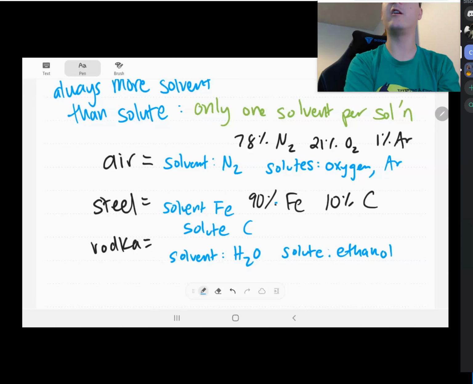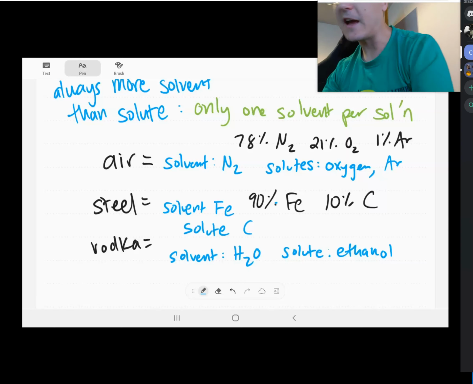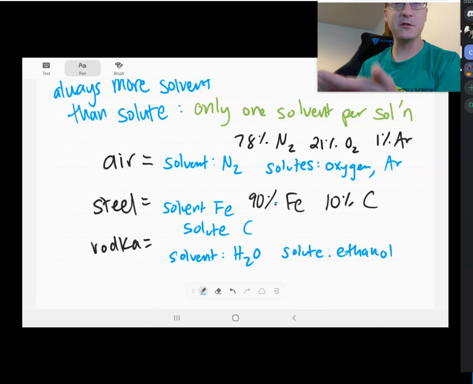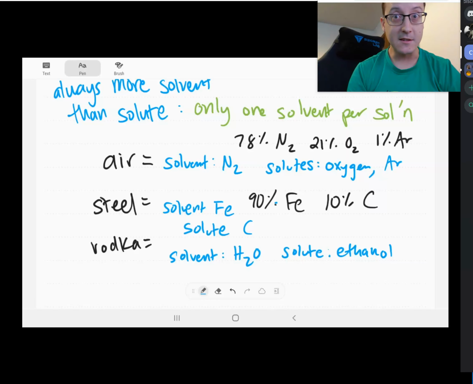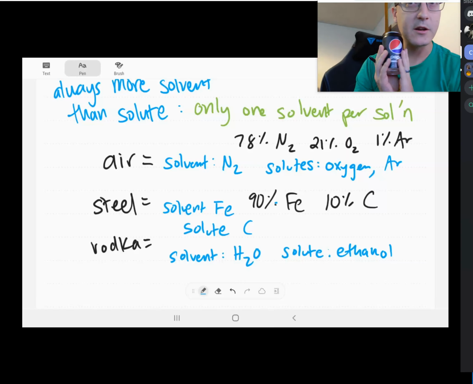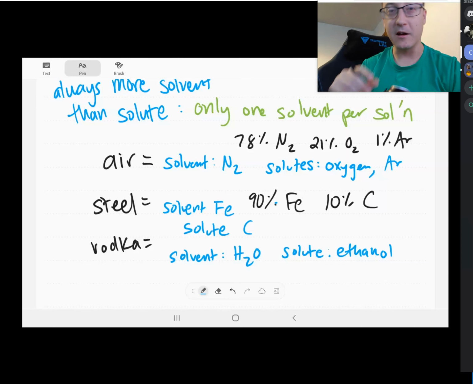So we can have all manner of solutions, right? We can have solids that are dissolved in liquids. For example, that would be salt water or honey or anything like that. We could have liquids dissolved in liquids. That would be your vodka example. We could have gases dissolved in liquids too, interestingly enough. So this soda here has little bubbles in it, right? That's carbon dioxide that has been dissolved into water.